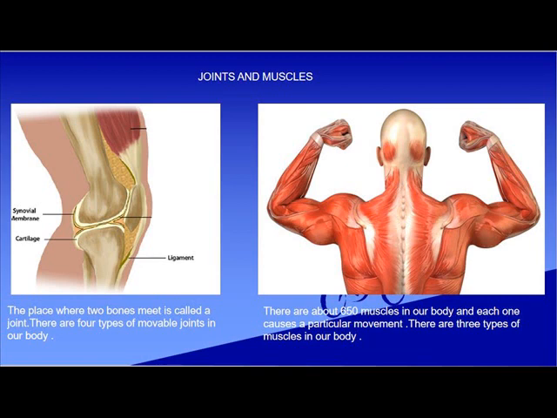Joints are of different types and they show different kinds of movement. There are 4 types of movable joints in our body, namely the pivot joint, the hinge joint, the ball and socket joint and the gliding joint.